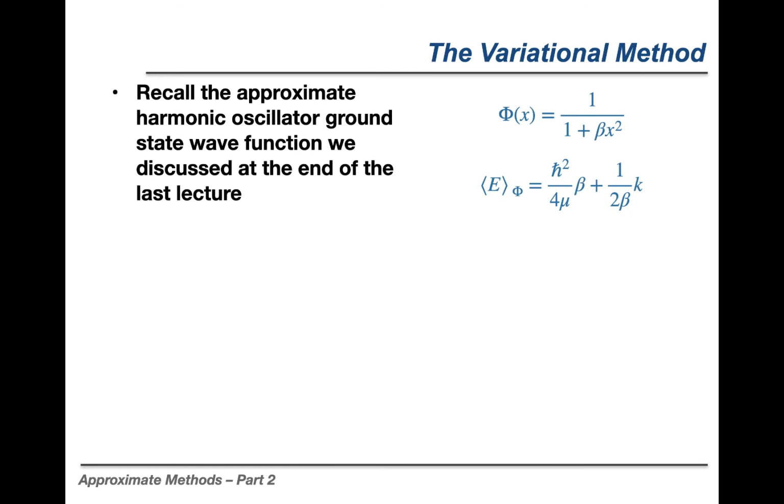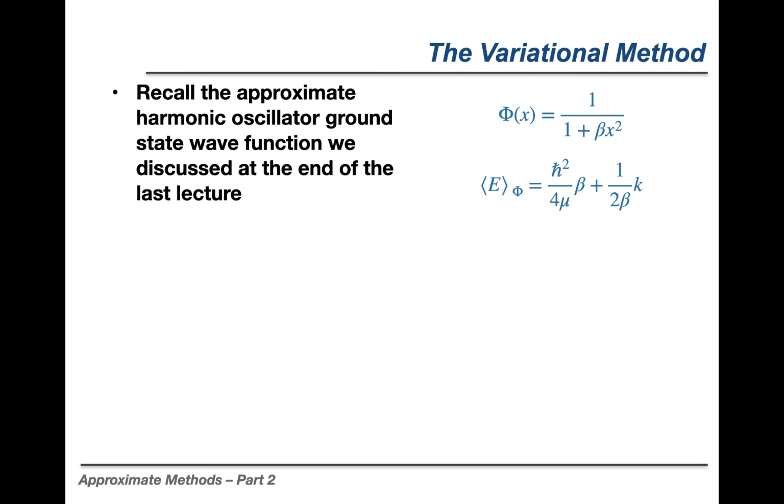To demonstrate the variational theorem, at the end of the last video, we showed the wave function shown on the top right here, phi of x. Phi of x is taken as an approximate wave function for the ground state harmonic oscillator problem. This is a problem we've solved analytically already, and so it gives us a nice means for studying the behavior of approximate wave functions as they relate to the variational method and the variational theorem.